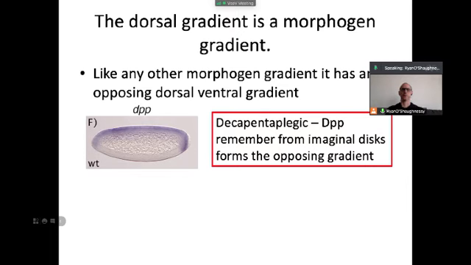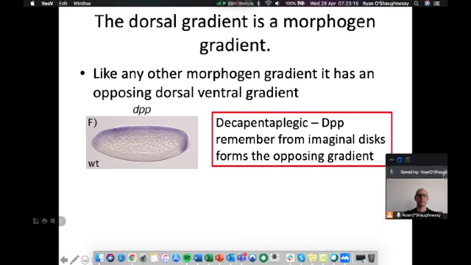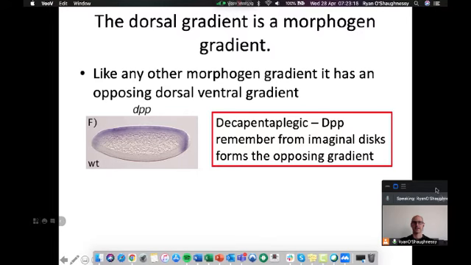So the dorsal gradient is a morphogen gradient, and like any other morphogen gradient it has an opposing ventral gradient. And we remember this gene decapentaplegic. Remember that from our imaginal discs lecture, and it's this decapentaplegic that forms the opposing gradient. So here's our ventral side of the embryo, and in our dorsal side of the embryo we get the expression of DPP, this BMP in Drosophila.